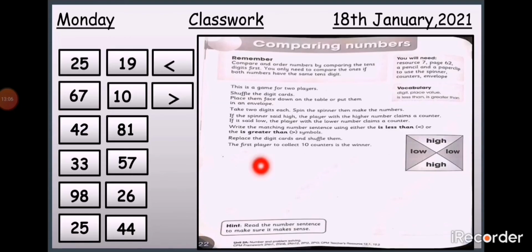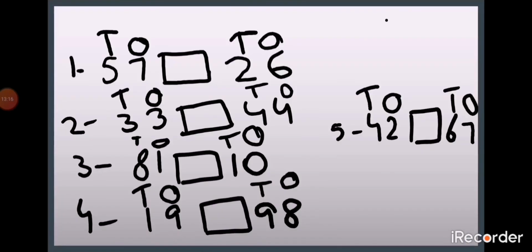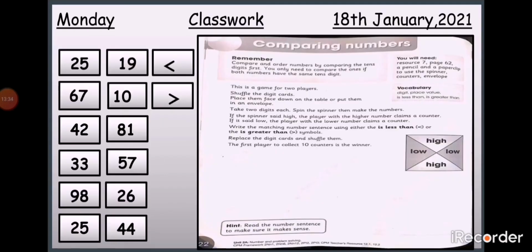Please, again, I'm telling you, draw 5 lines here, then make 5 number sentences. Write this number bank at the side. Write your symbols also here. Then you can make your number sentences and put the symbols in the boxes that you have made between two numbers. It carries 5 marks. Each number sentence carries 1 mark. So total marks are 5.